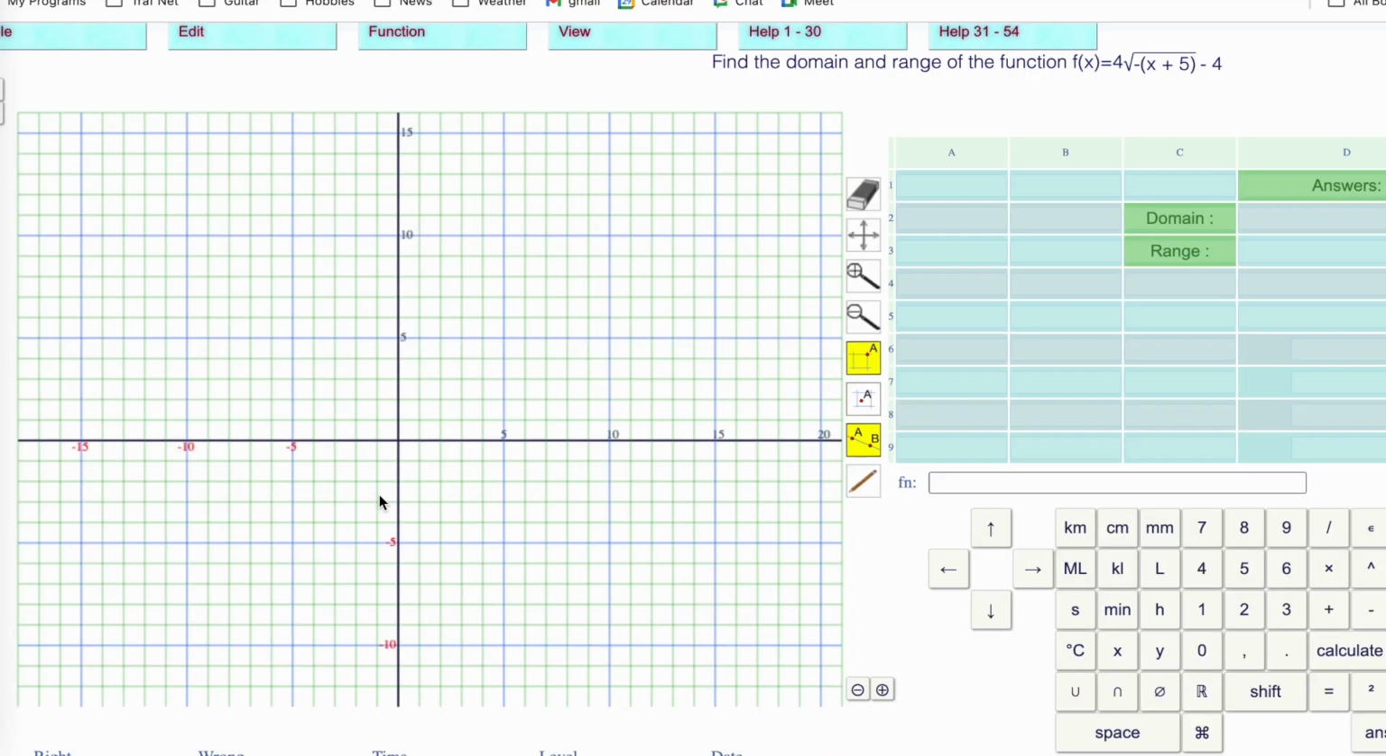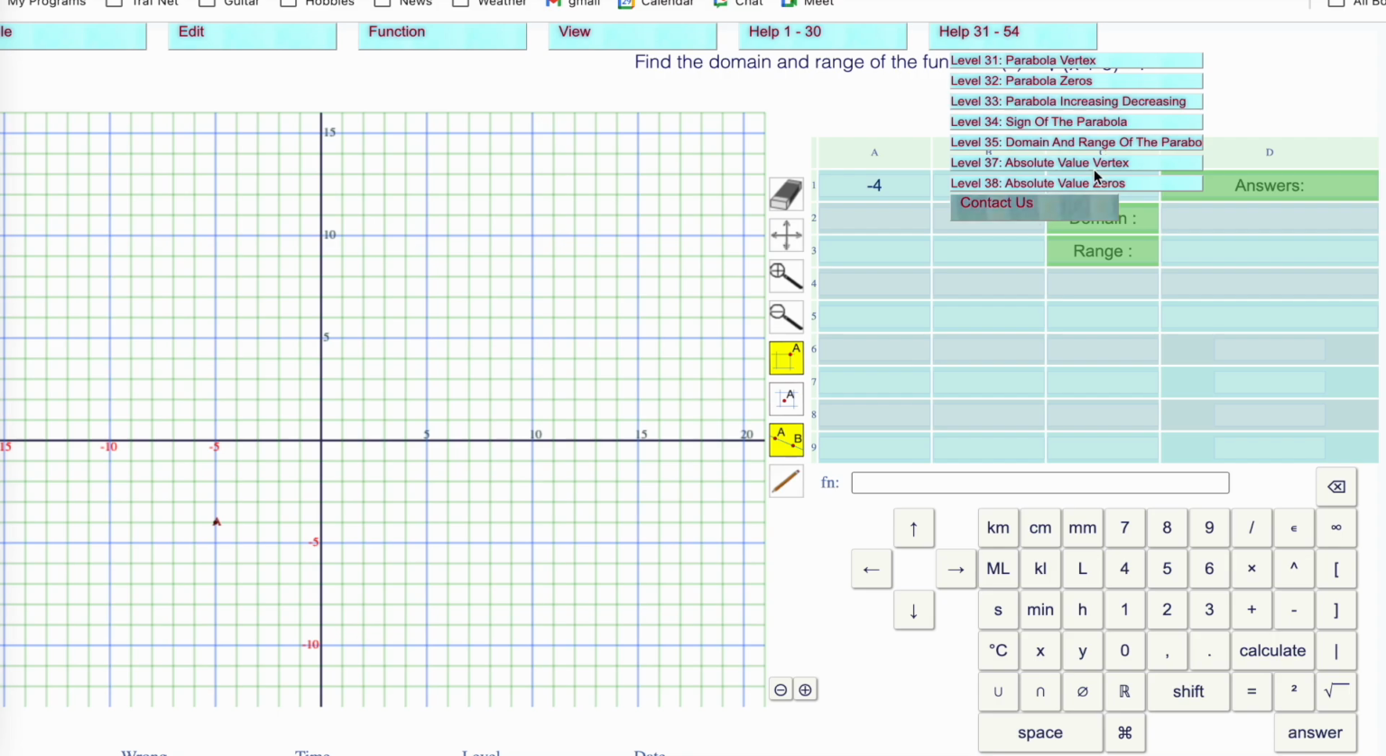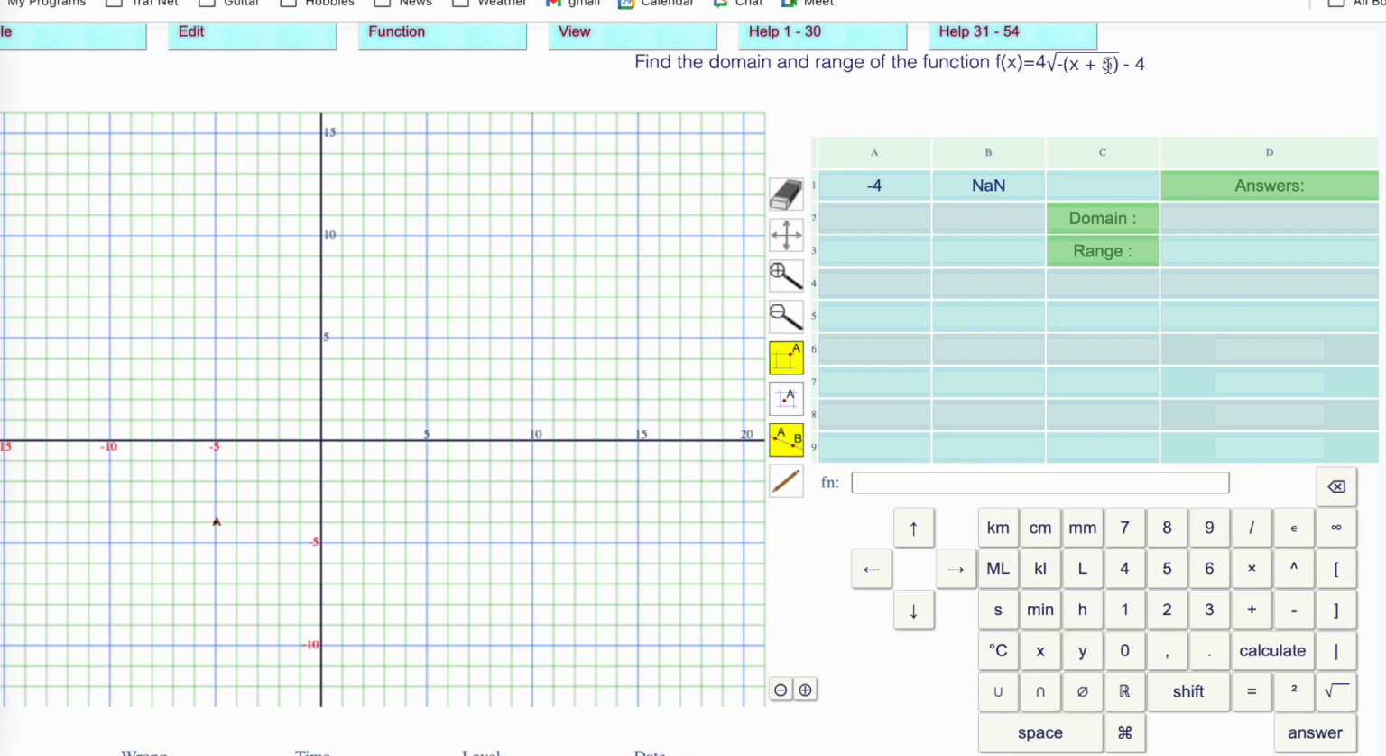Square root function. Domain and range of a square root function. The vertex is at negative 5, negative 4, which is right here. We'll put in negative 5, and then we'll see that we get negative 4 out. y is equal to 4 times the square root of, in front of a bracket, the x value, plus 5, close the bracket, close the square root bracket, minus 4, and that should give us minus 4. If we plotted negative 4, we would get not a number, because negative 4 plus 5 is 1, and then negative 1, we're taking the square root of negative 1, which we can't.